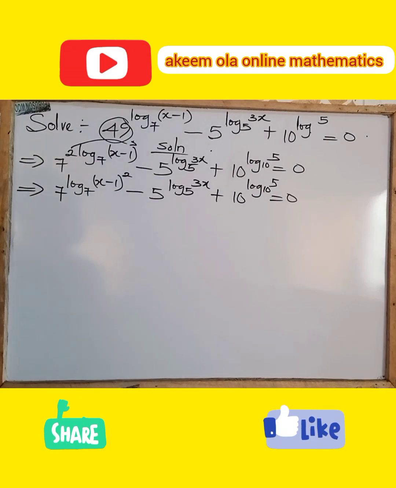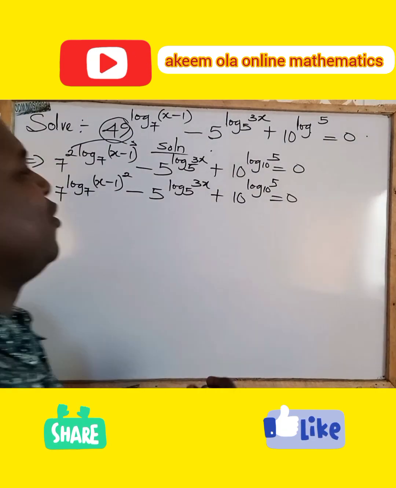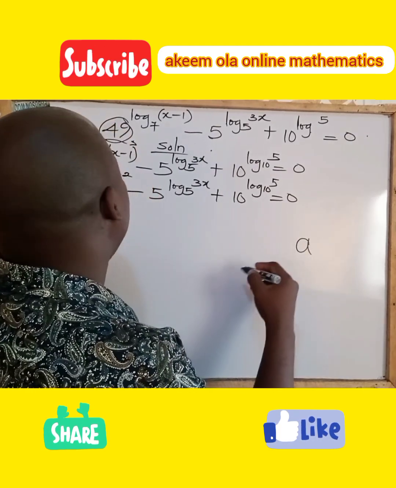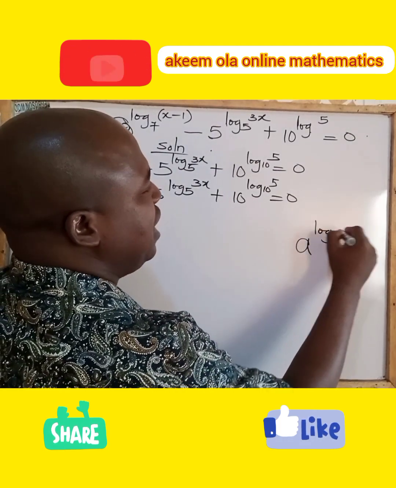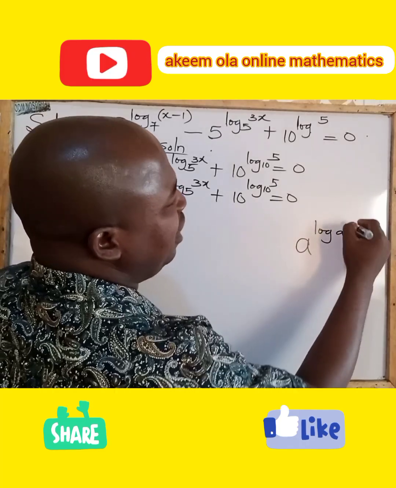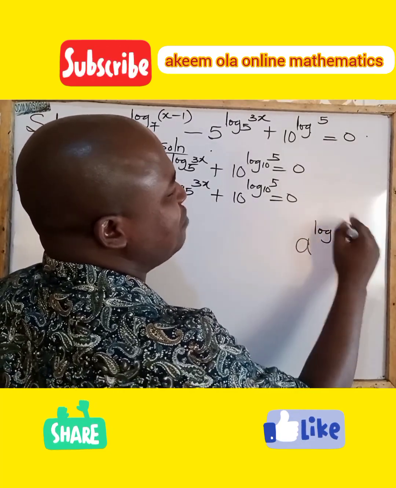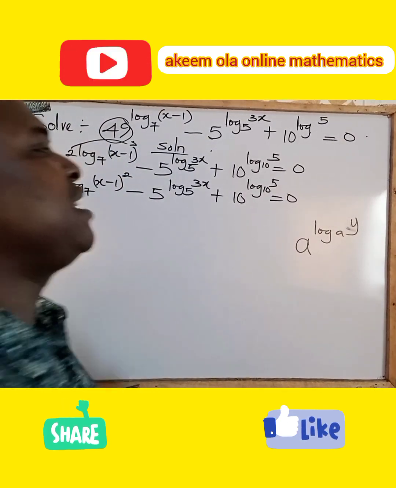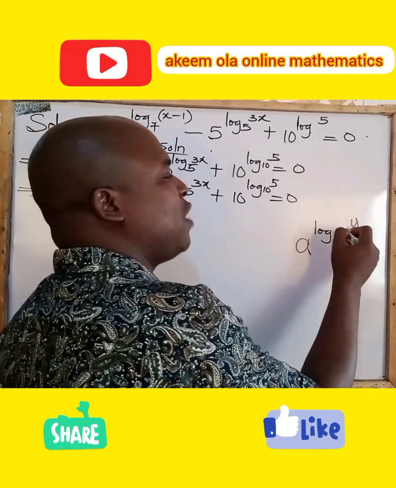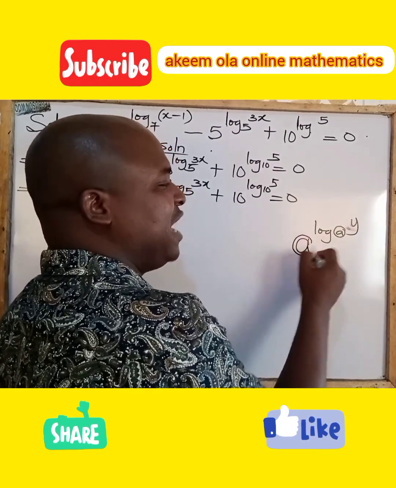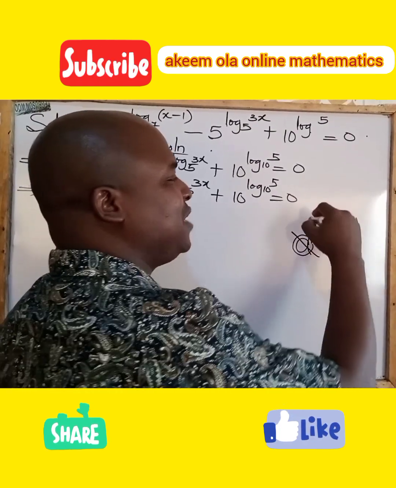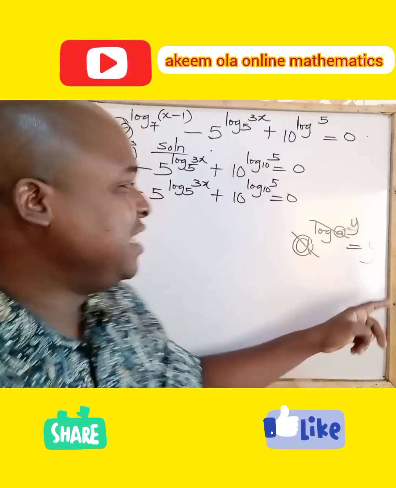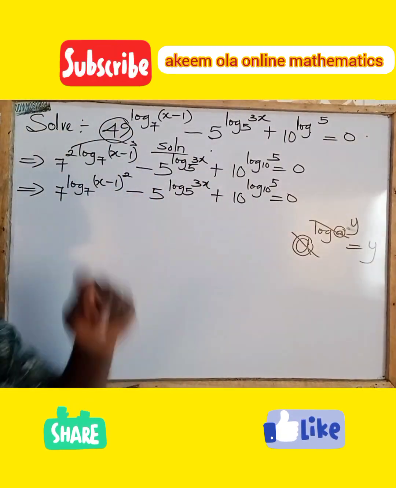Where do we go from here? There is a particular law that states that if you have a raised to the power log a of something, say y inside, then when the base and this power are the same, they will cancel themselves out. So the answer will now be equal to y. This is what we are going to observe while solving this.